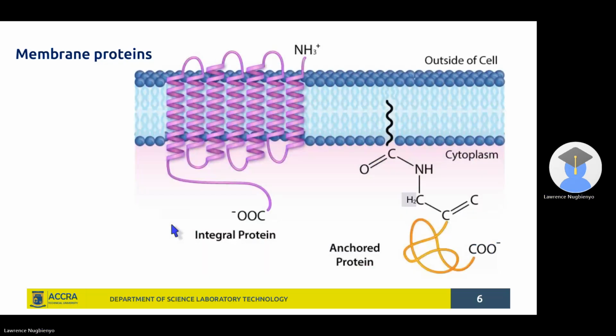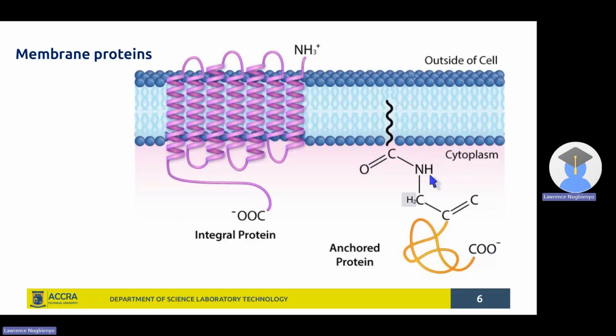Now, taking a closer look at it, if you have a biomembrane where you have the outside of the cell, which is above in this model, above it is the extracellular space, and below it is the cytoplasm or the intracellular space. Then you can have a protein that is embedded on a lipid, that is attached or anchored to a lipid.